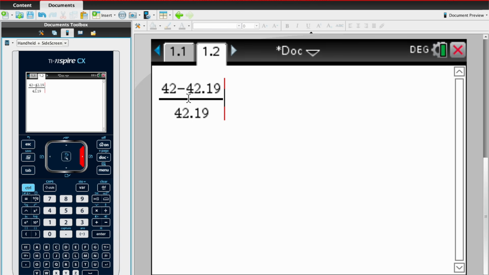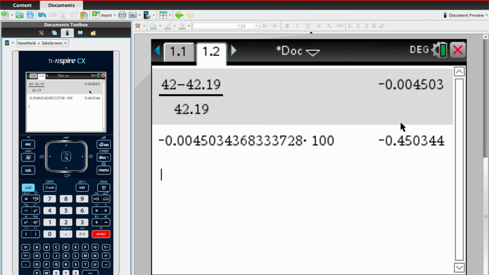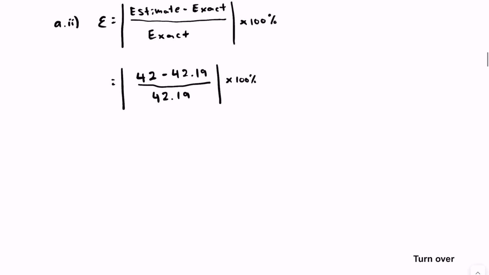This actually is going to give us a negative value, so we just have to be careful that we don't actually include it. So we have negative 0.04503 multiplying by 100 would give us a percent, and now we have 0.450344%. So I'm going to go back to the document where we don't want any negatives. So this is 0.450 to 3 sig figs, and then we'll write percentage.